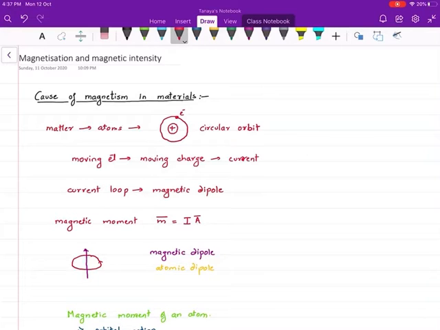Now you know that any matter is made up of atoms, and atoms are made up of electrons. These electrons are continuously moving around the positively charged nucleus in circular orbits. If there are moving electrons, that means there are moving charges and they constitute a current. And we had seen in the last class also that if we have a current loop, it acts as a magnetic dipole having some magnetic moment, which we call the magnetic dipole moment.